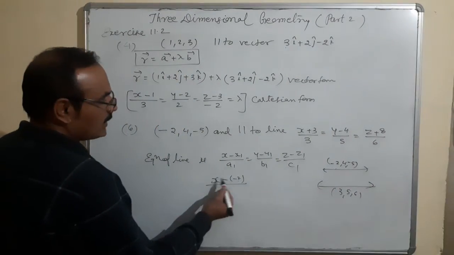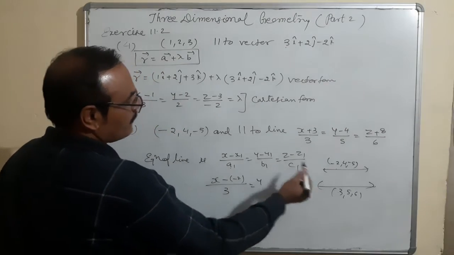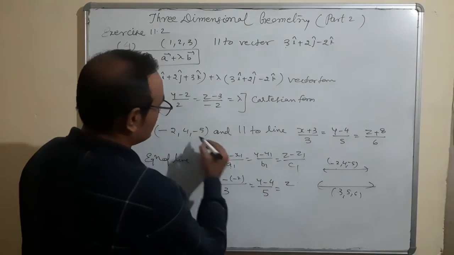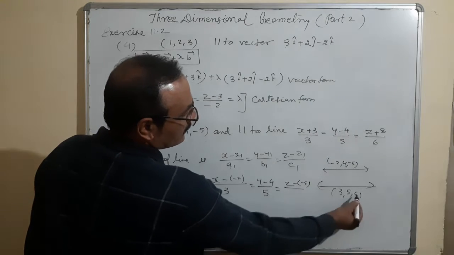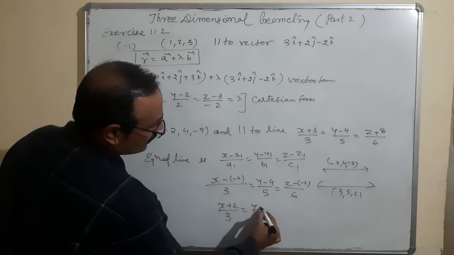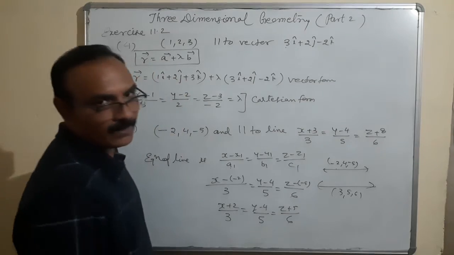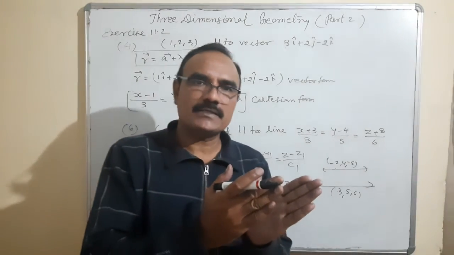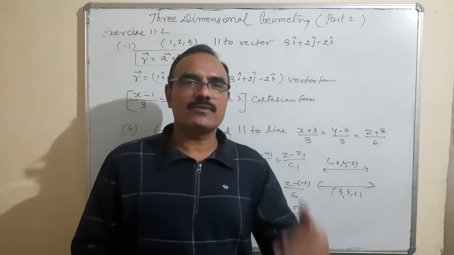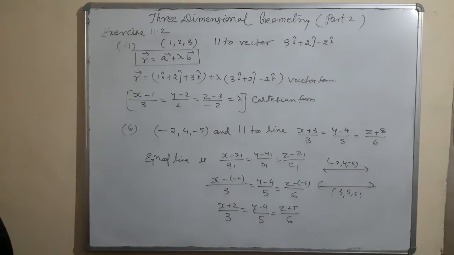So x minus x1 upon a1, it is 3. Y minus 4 upon 5. And z minus (-5) upon 6. So this is x plus 2 upon 3 is equal to y minus 4 upon 5 is equal to z plus 5 upon 6. Because when two lines are parallel, their direction ratios are same. Not necessary to write a1 upon a2 is equal to b1 upon b2 is equal to c1 upon c2. They are same. So this is question number 6.